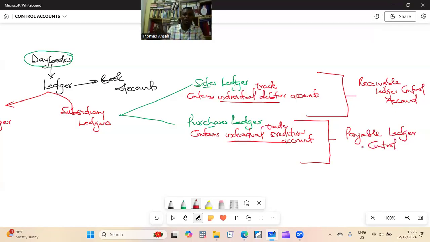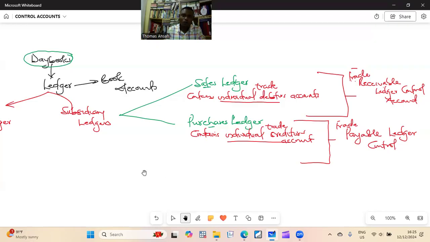So that you know that it is about your trade payables. So you can say trade receivables ledger control account, or trade payable ledger control account, or you can also call it the sales ledger control account, and the purchases ledger control account. All right, so take note of that. Any of the names can go.